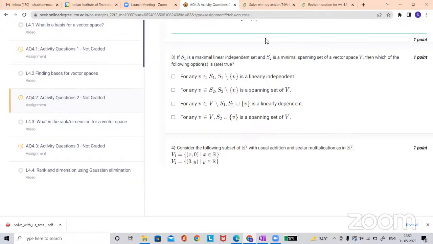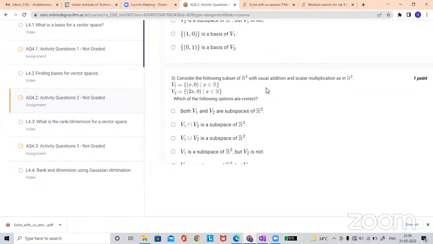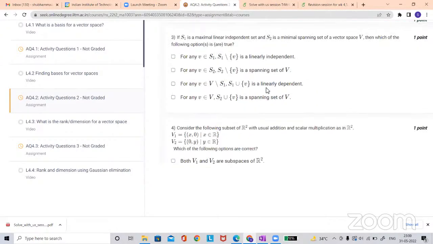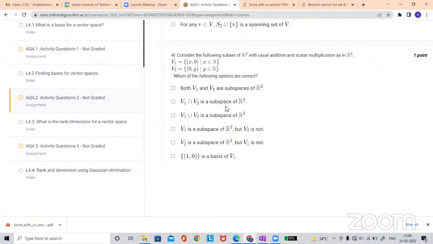Okay, sir. Question 10, same activity. Okay. Sir, I have a doubt in question number 4. This one only. Can I ask? Yeah. Question number 4. Yeah, sir. I have solved this question. I just want to ask, what are all the necessary conditions that we need to check whether this third option, the union one, will be satisfied or not?